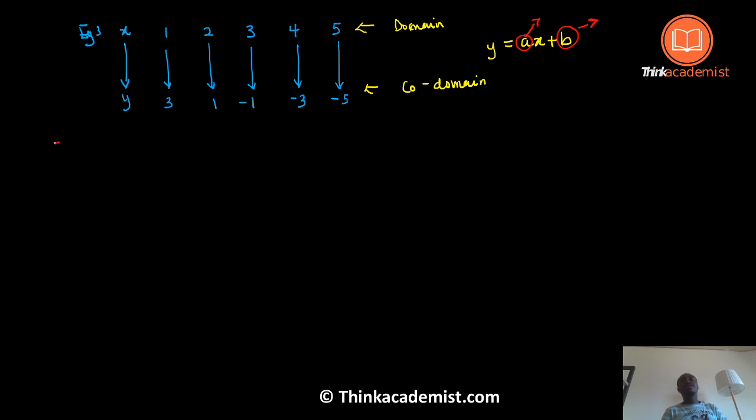Now remember, to find A, it is just the difference between the y values over the difference between the x values. I've already explained what the difference between the y values is. Let me explain again. It basically means if I put subtraction here, subtraction here, subtraction here, and I decide to do 1 minus 3, that is my difference between the y values. I decide to do negative 1 minus 1, negative 3 minus negative 1, negative 5 minus negative 3. So it is backwards.